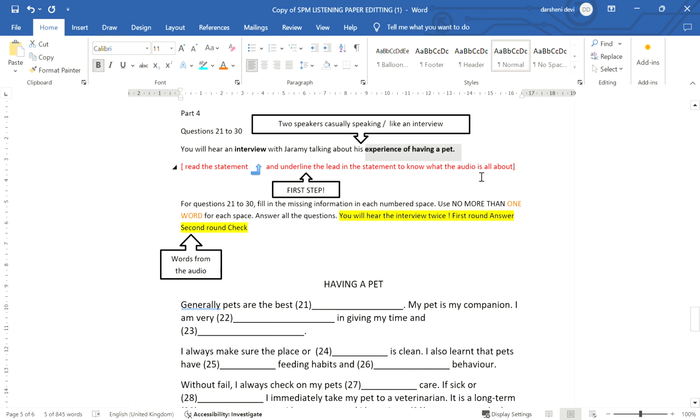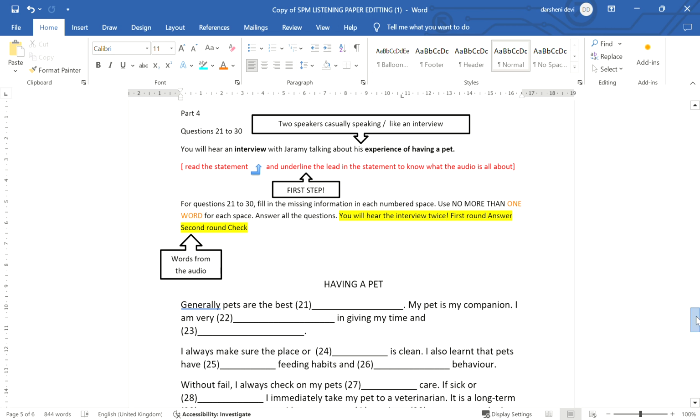So you know already what the audio is going to be all about. Normally in part 4, it will involve 2 speakers casually speaking, like a casual interview. So you have covered the first part. Now let's look at the questions. For questions 21 to 30, fill in the missing information in each numbered space. Use no more than 1 word. So you have to take these words from the audio, not write your own word or a synonym. You just write the words that you hear from the audio. So answer all the questions. You will hear the interview twice. As teacher recommends, first round answer, second round check.